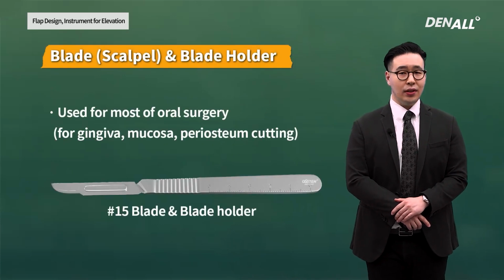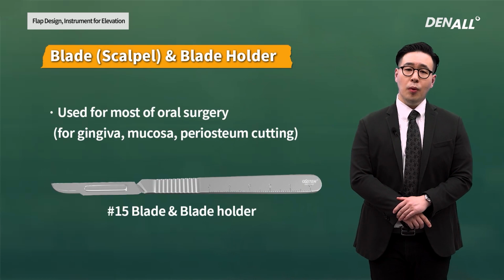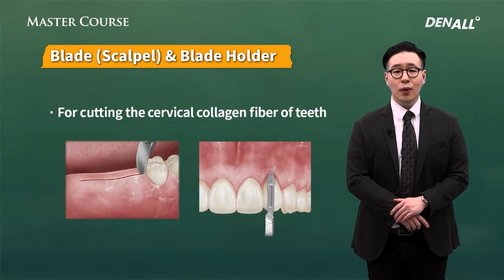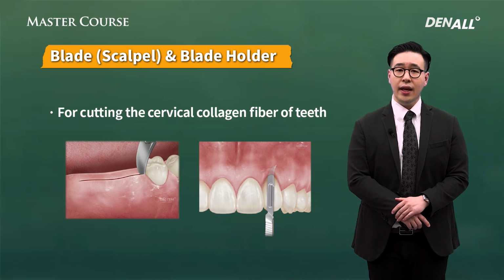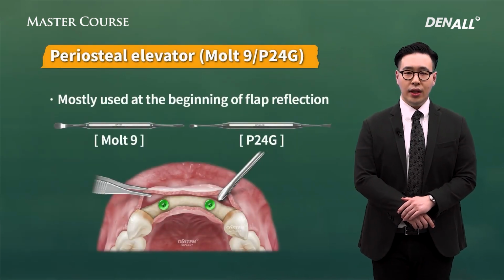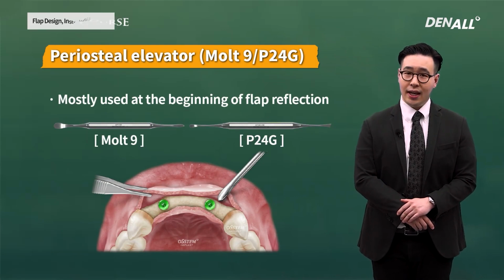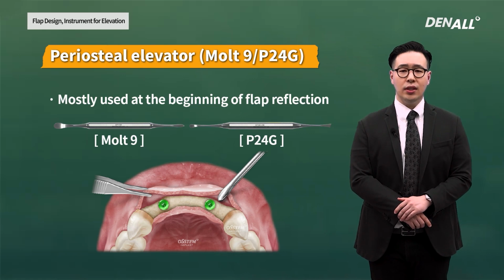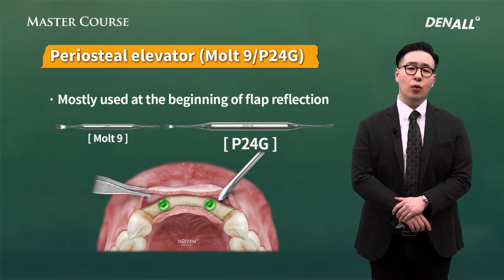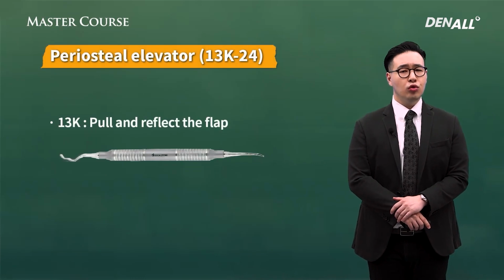I prefer this. The blade is connected with a blade holder. As mentioned earlier, the number 15 blade is used for crestal incision and vertical incision. The 12 blade is used for collagen fiber cut of the distal surface of adjacent teeth in the posterior region. And it is also used for periodontal collagen fiber cut that the number 15 blade cannot do. You need to do flap elevation very quickly after accurate incision. For a flap with thick and wide keratinized tissue, you can use Molt 9, and for a thin and delicate flap, you can use P24G. In the posterior maxilla, when you open a thick flap, you can use 13K, which is a type of back action chisel.